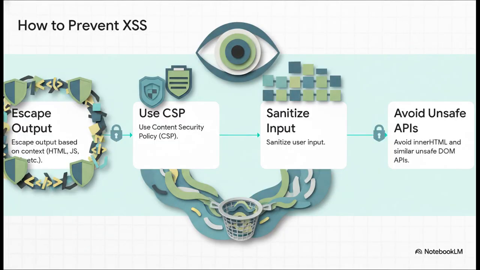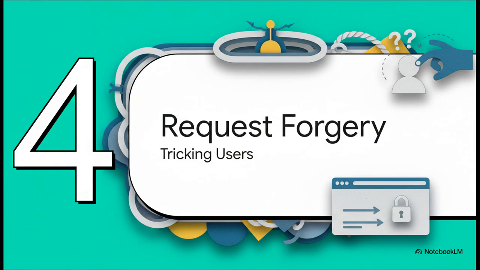So preventing XSS is all about treating any content from users with suspicion. Your main defense is to always escape your output. That just means you convert special characters, like the less than and greater than signs in a script tag, into a safe format so the browser treats them as text to be displayed, not code to be executed. A strong content security policy, or CSP, is another powerful layer of defense that tells the browser exactly which scripts are okay to run. And now for the final member of our triad, cross-site request forgery, or CSRF.